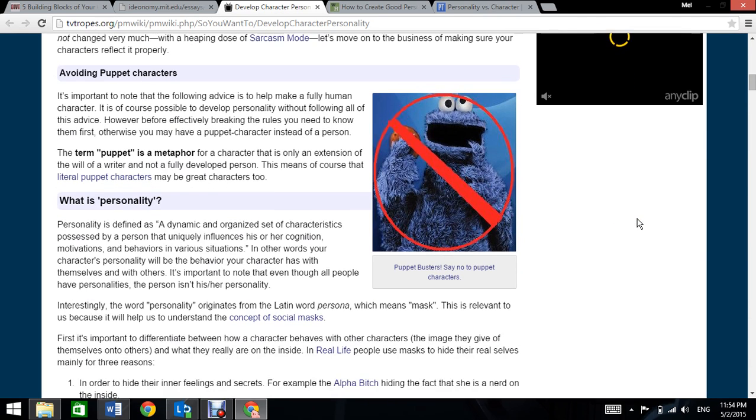I do like this. Avoid making puppet characters, and that kind of means don't make characters that are just, it says here, an extension of the will of the writer. Okay, a kind of metaphor thing. It's gonna suck really bad. But it's like you're a tree, and you're growing a branch. Don't let that character just be a branch of you. Let that character be the seed from your tree and plant it right next to you, rather than just being a part of you. Make them another whole of you.